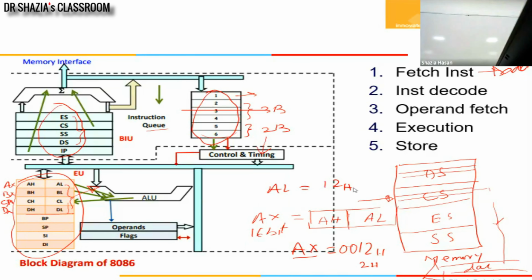If you are writing AH as 02H or only 2H, it will understand that AH is an 8-bit register, so it will make it 02H. But when you are writing AX as 12H, it will make it 0012H. Hope it is clear.